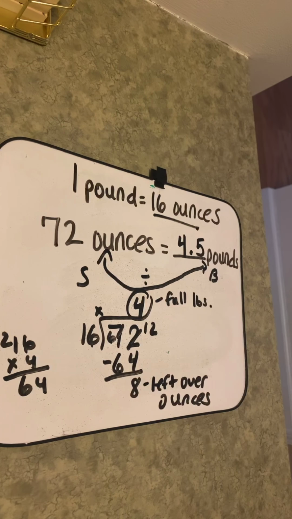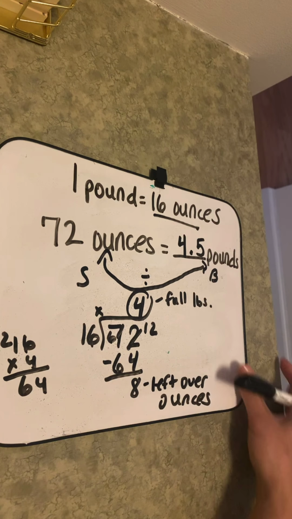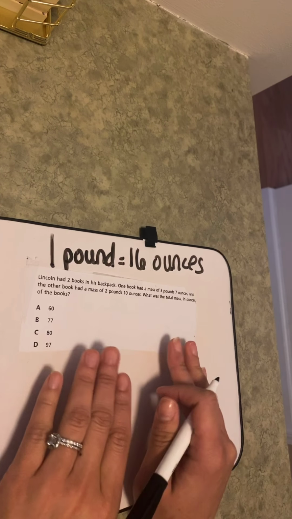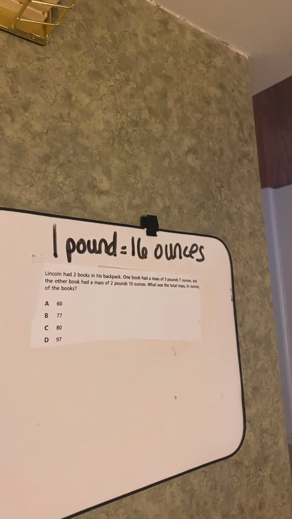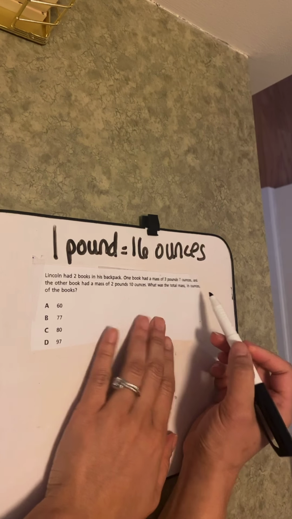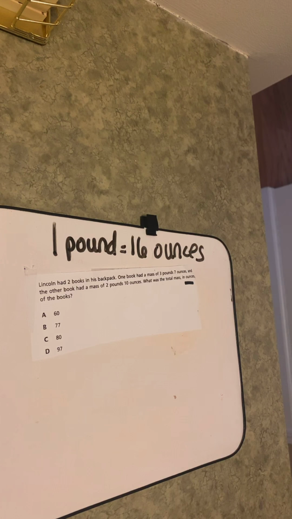Okay, the second example is this word problem. It says Lincoln had 2 books in his backpack. One book had a mass of 3 pounds 7 ounces, and the other book had a mass of 2 pounds 10 ounces. What was the total mass in ounces of the books?